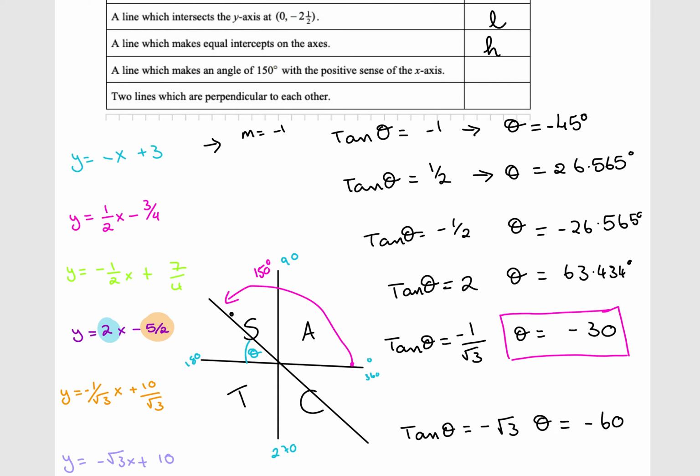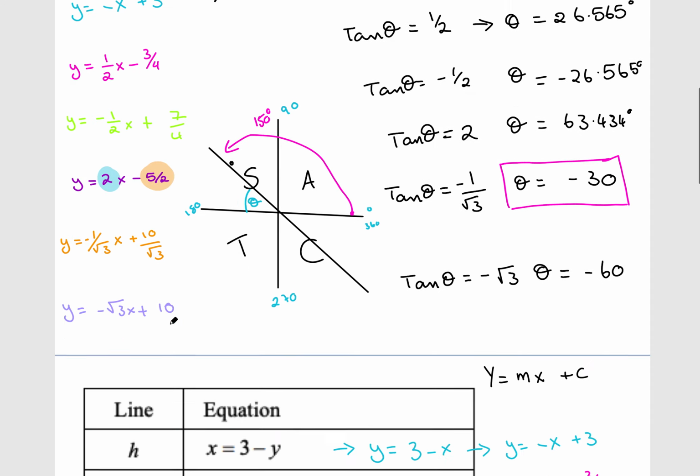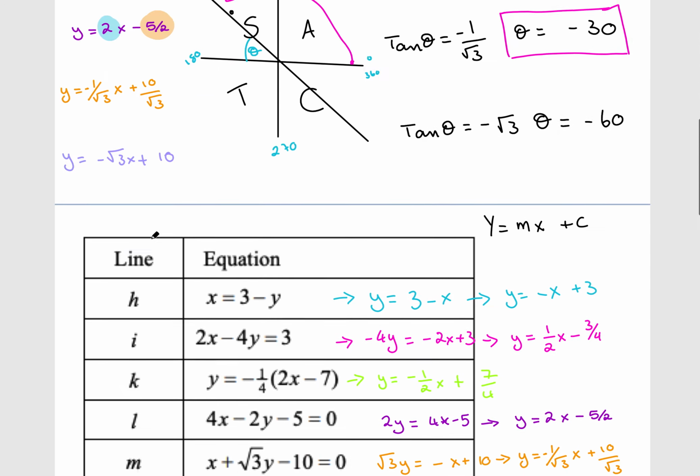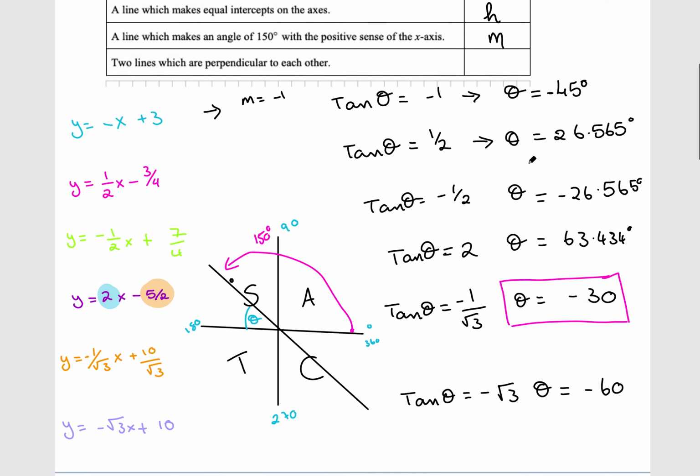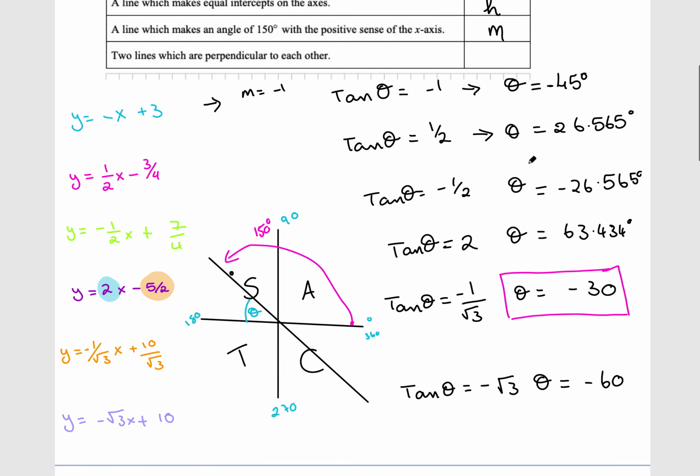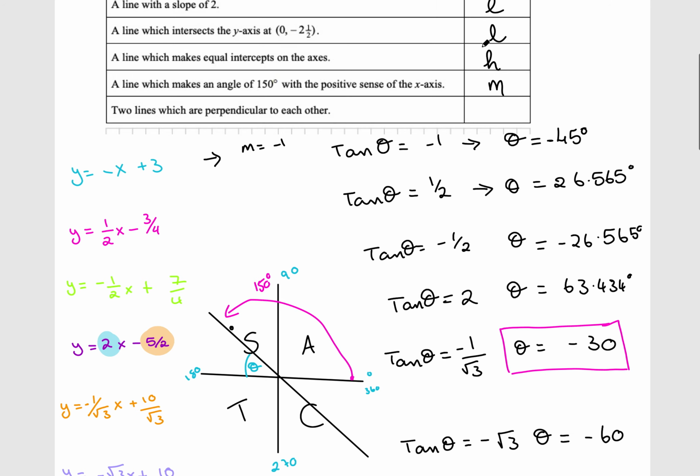So the line that gives us that is going to be the second last line, our yellow line, which was line M. So a bit of trigonometry coming into our coordinate geometry there. So just using the CAST circle and the fact that tan is linked to the slope. The tan of the angle will also give you the slope of that line. Very, very important.